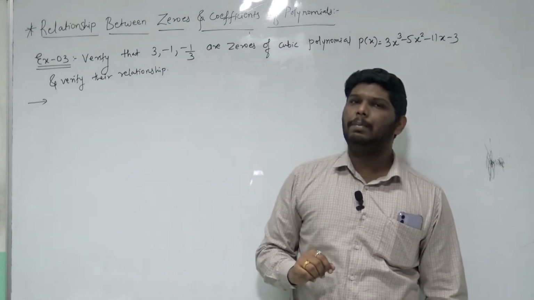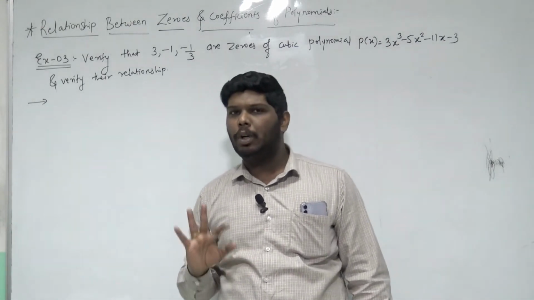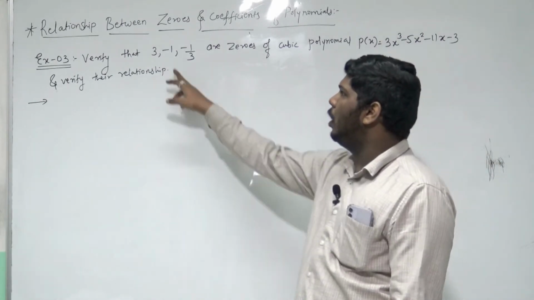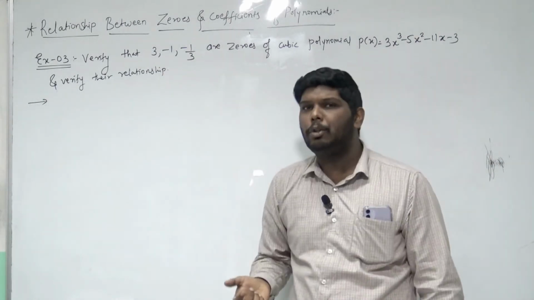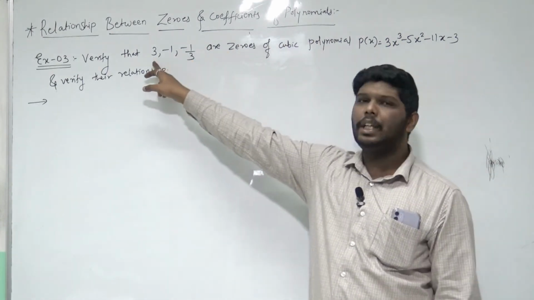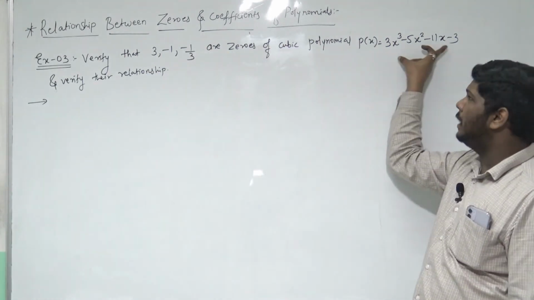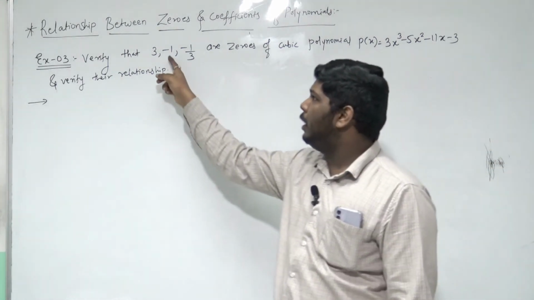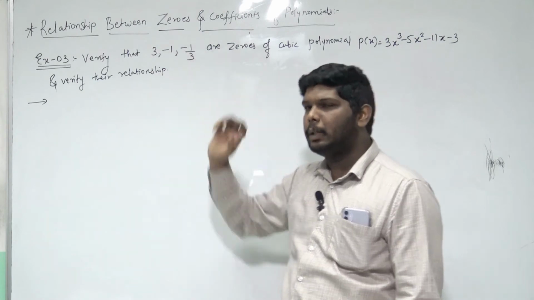So how many relationships are there in a cubic polynomial? There are total 3 relationships, right? So first, how we will check whether 3 or minus 1 or minus 1 by 3 are the zeros or not? It is very easy. What you will do? You will just keep the value of x as 3 first everywhere. If the answer is 0, you will say x is equal to 3 is the 0 of the polynomial, correct? Similarly, you will go for minus 1 and minus 1 by 3.